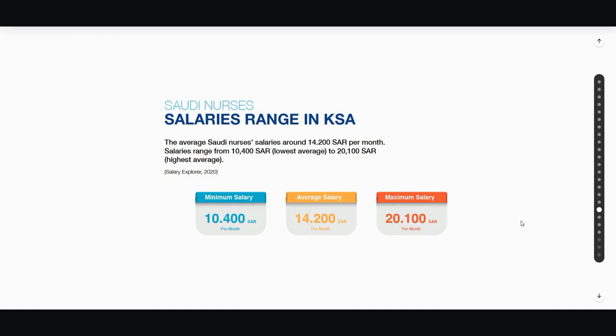So minimum salaries range from 10,400 per month. Average salary is 14,200 per month. Maximum salary might reach 20,100 per month.